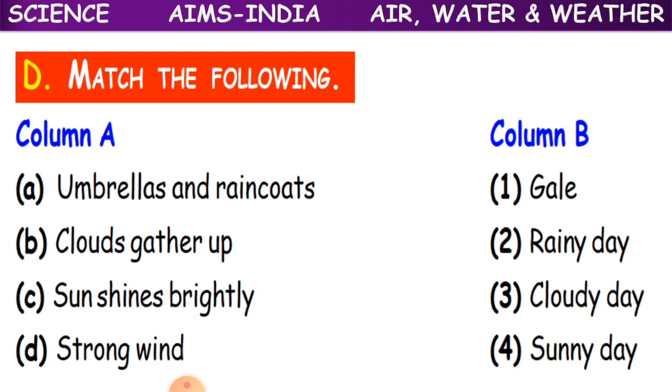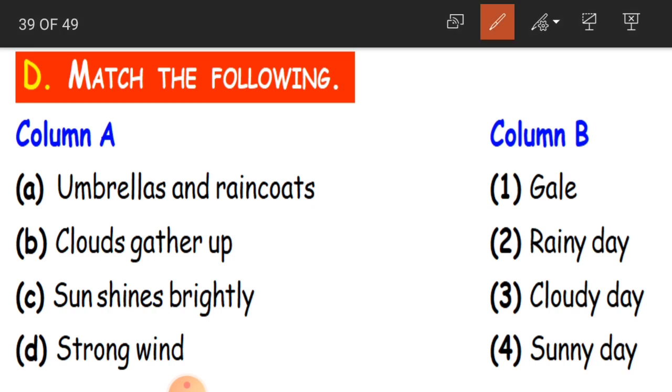And now we will go with the match the following exercise. Are you able to follow me? Yes. In column A you have some words, and in column B you have some words. We have to match them with the correct options. A is umbrellas and raincoats. When do we use them? We use them on a rainy day, to protect ourselves from the rain. We carry umbrellas and we wear raincoats.